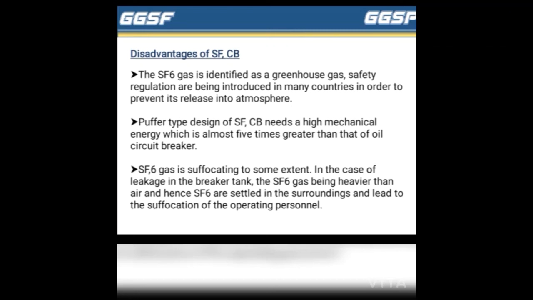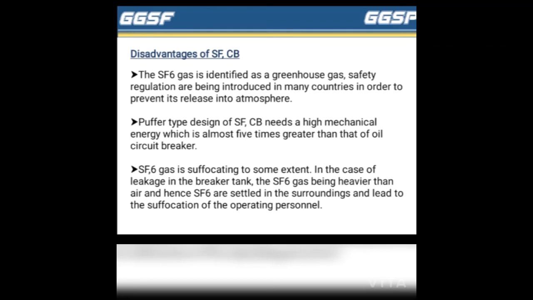The SF6 gas is identified as a greenhouse gas. Safety regulations are being introduced in many countries in order to prevent its release into the atmosphere. Puffer type design SF6 circuit breakers need high mechanical energy, which is almost 5 times greater than that of an oil circuit breaker.